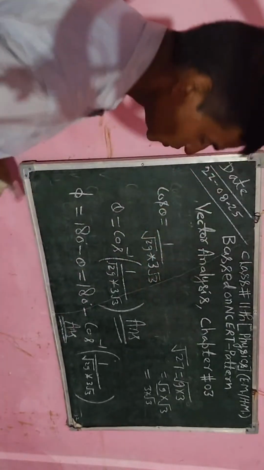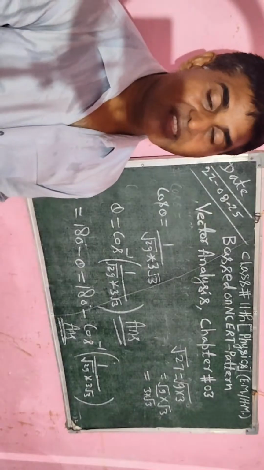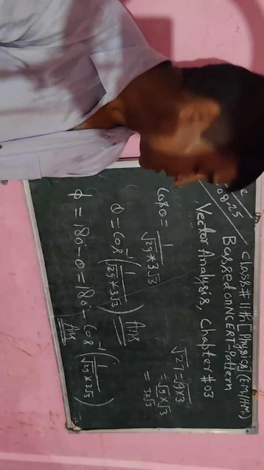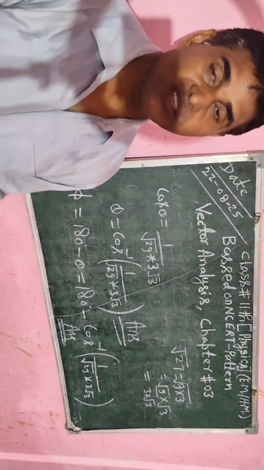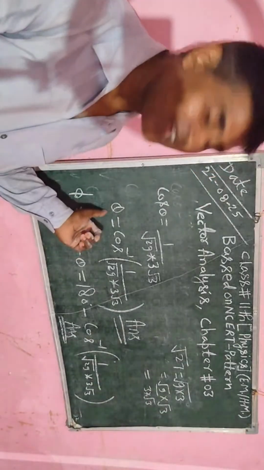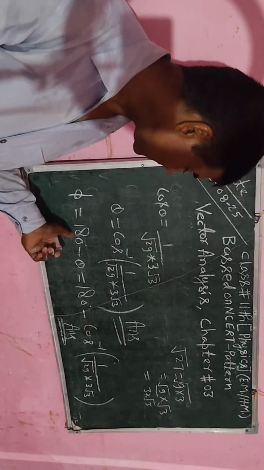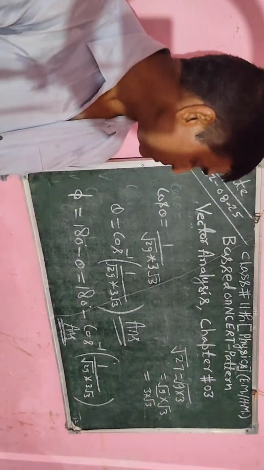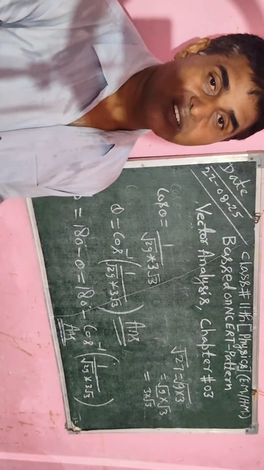So if two vectors intersect at a certain point, I will call that the intersection point. That intersection point will have 4 angles, but vertically opposite angles will be equal to each other. So one angle I have calculated here is theta, and the other will be phi, and that phi angle is considered 180 degree minus theta.